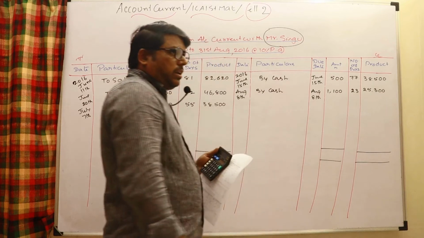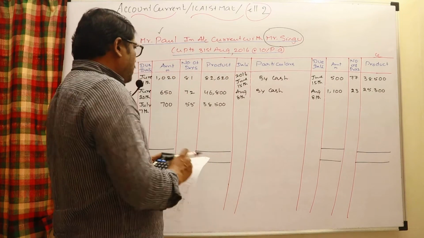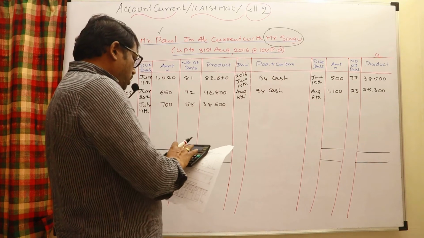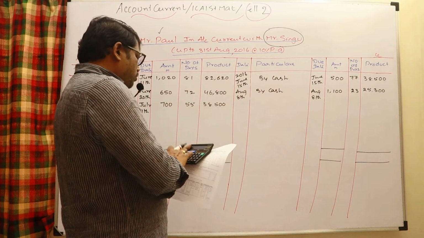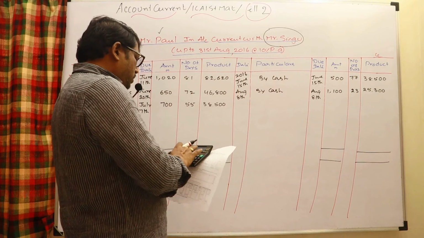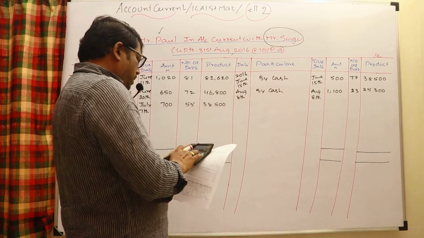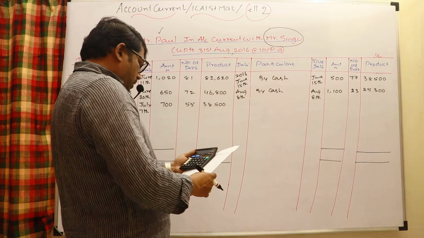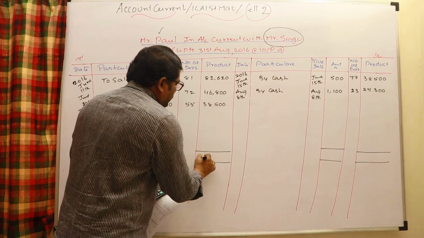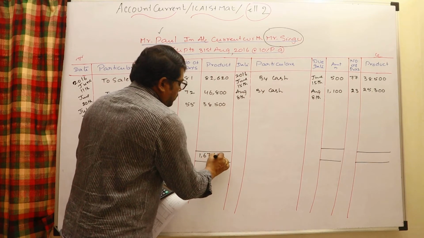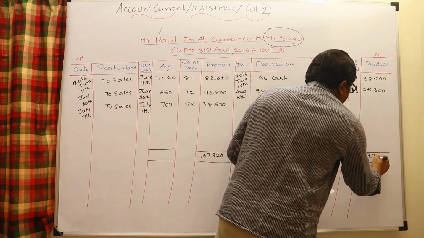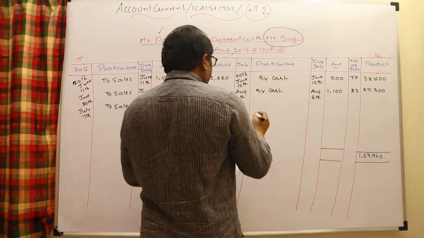First you have to go for the product column to be balanced. It looks very clear. The debit product is more. Let us see the debit product total. 82,620 plus 46,800 plus 38,500. The resulting amount is 1,67,920.